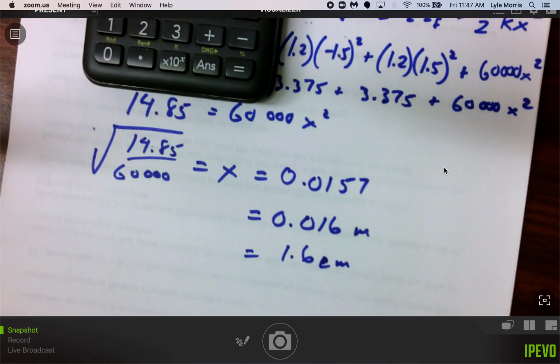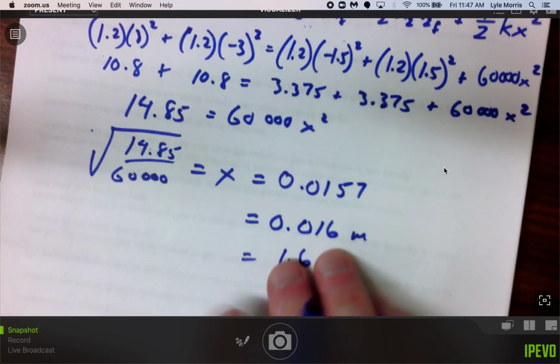Did I make any mistakes? No mistakes yet. The second question says calculate the maximum compression of the spring. So hopefully that makes sense. For part B, I'm going to keep this sheet. Part B, maximum compression of the spring.